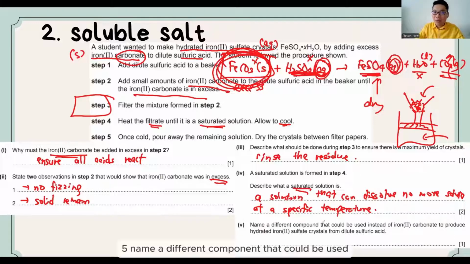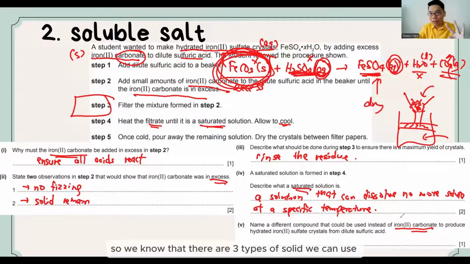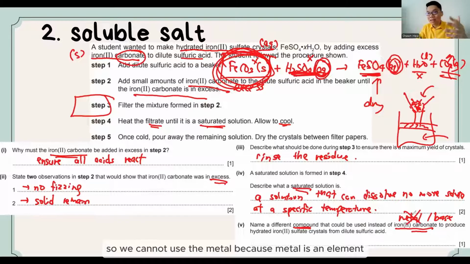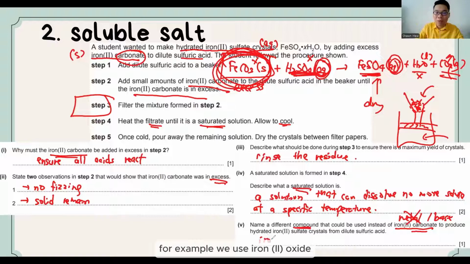5. Name a different compound that could be used instead of iron carbonate to prepare hydrated iron sulfate crystal from dilute sulfuric acid. So we need to have another solid. We know that there are 3 types of solid we can use: other than carbonate, we can use metal and we can use the base. But here they say compound, so we cannot use the metal because metal is an element. So we must use the base. For example, we use iron(II) oxide.